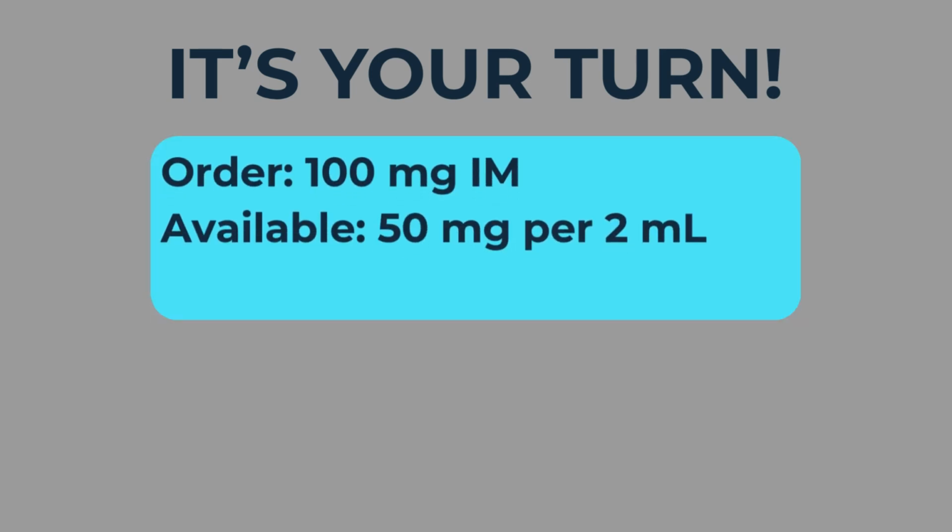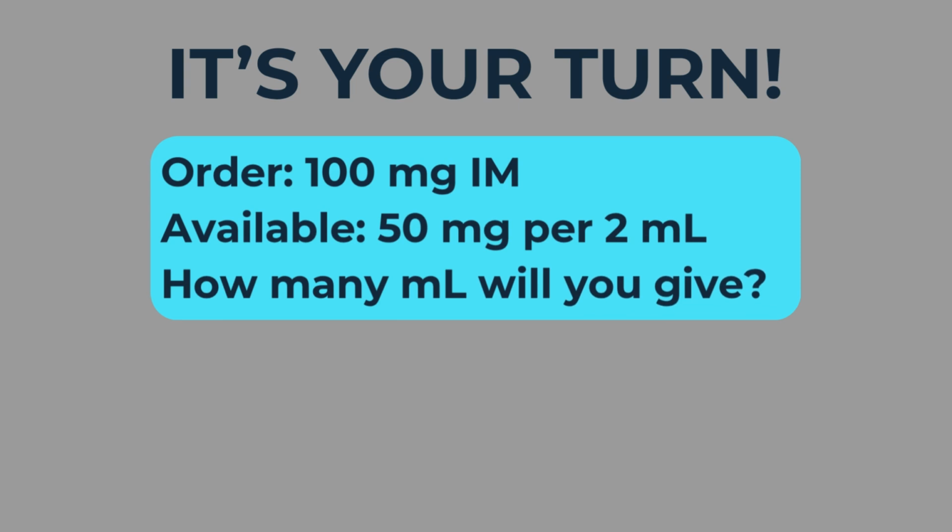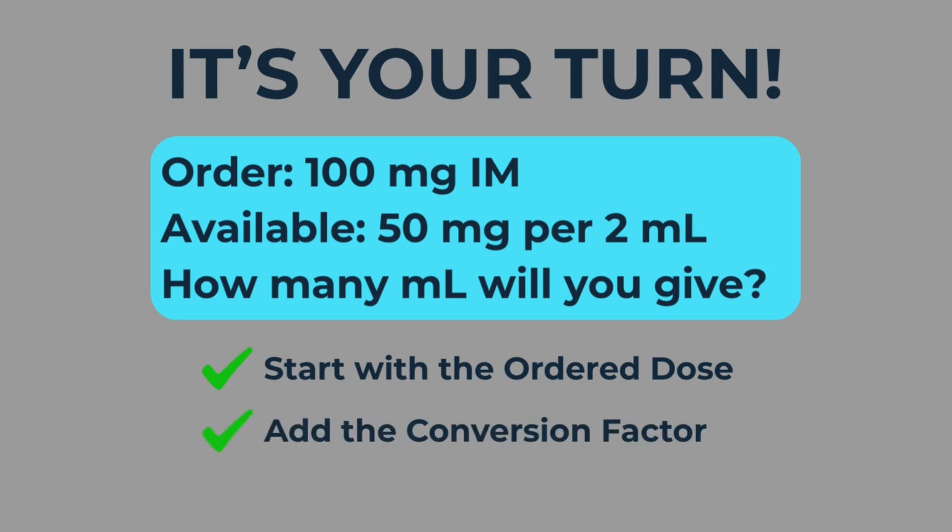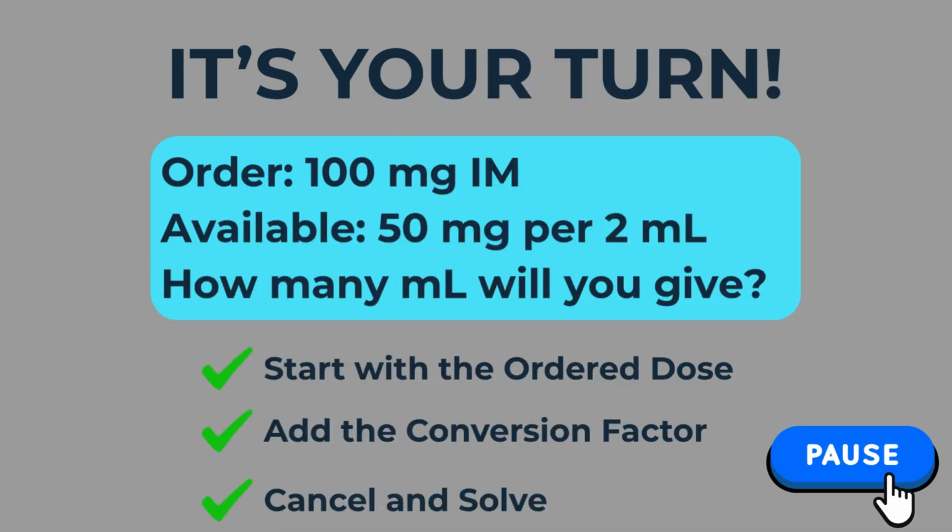Now it's time to show us what you know. Here's your practice problem. Your order is 100 milligrams IM. Available is 50 milligrams per 2 milliliters. How many milliliters will you give? Use the same 3-step setup we've practiced. Start with the ordered dose. Add your conversion factor. Cancel and solve. Pause the video and give yourself a chance to solve this problem. We'll show you the complete setup and answer next.